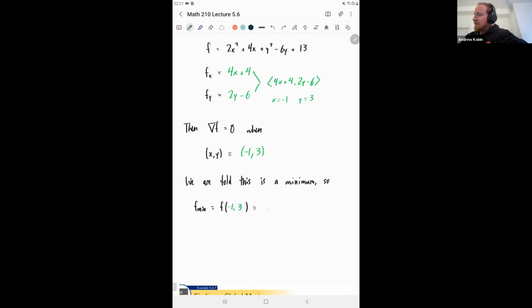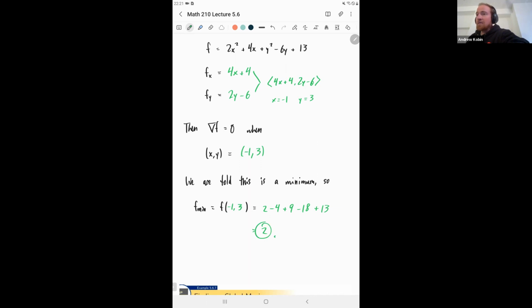I see I get, let's see, 2 times -1 squared. That's going to be 2, minus 4, plus 9, minus, let's see, 3 times 6 is 18, plus 13. And I'm going to work from right to left, because why not? That'd be -5 plus 9 is 4, minus 4 is 0, plus 2 is 2. So you should get a minimum value of 2.